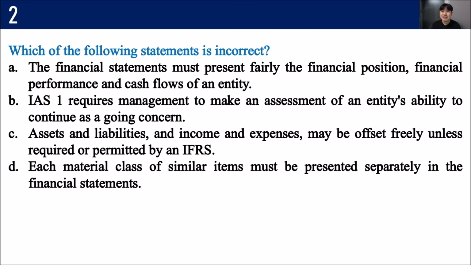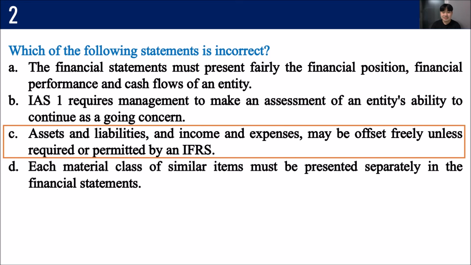The incorrect statement is letter C. Assets and liabilities, income and expenses may be offset freely unless required or permitted by an IFRS. Pwede naman only if it's required or permitted by an IFRS, but they are not offset freely na kung kailan mo gustong mag-offset. Pwede kang mag-offset ng asset, liabilities, or income and expense.